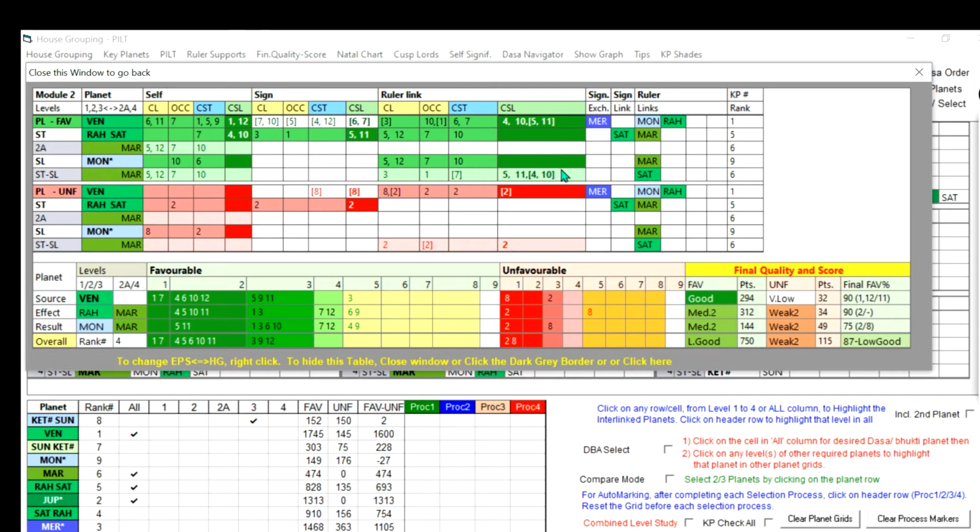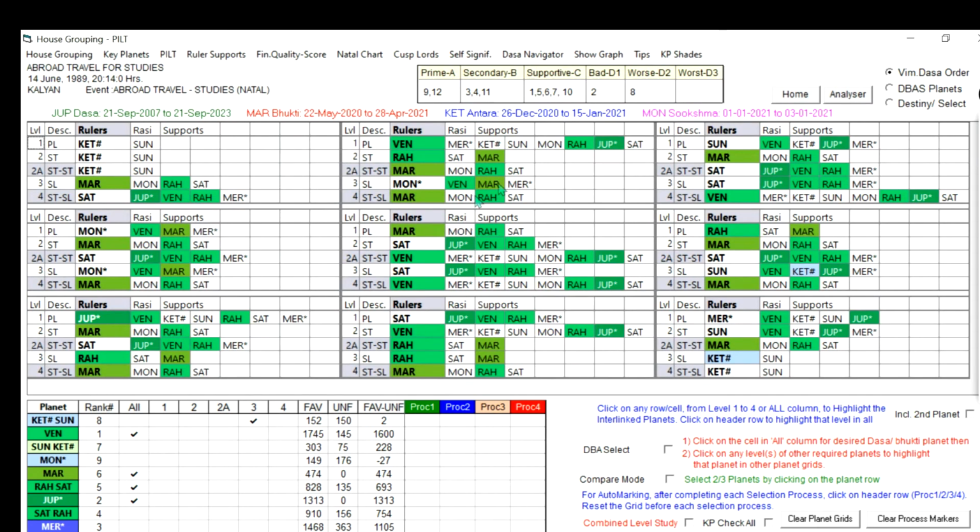Through the ruler link, with the help of ruler link supports, sign columns and self supports, we can identify the strength of that Venus acting as the Antara lord. But still, with the help of the key planets, we can easily filter those planets which are supportive when compared to the other planets. Then we can go into in-depth analysis, which will be more useful also.